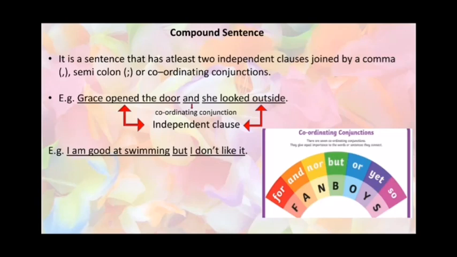Next sentence, I am good at swimming, but I don't like it. Similarly we have here I am good at swimming, the main clause or independent clause, as well as I don't like it. This also has a full meaning. It is complete. I don't like it. So both of these are independent clauses, and but is the coordinating conjunction.